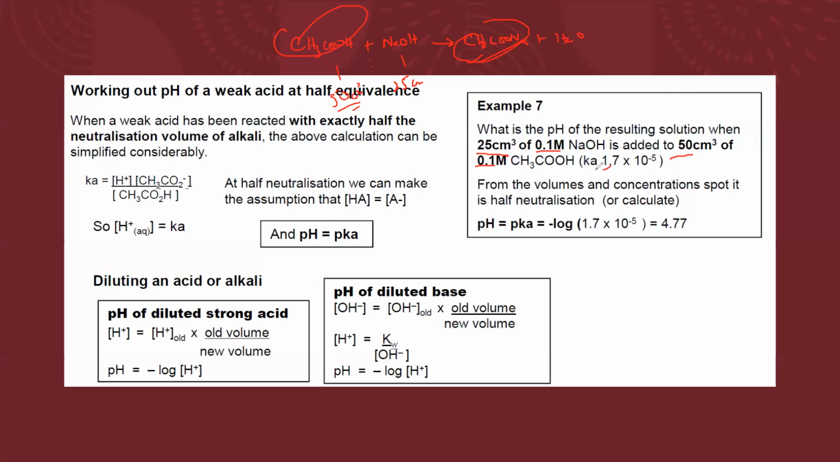So Ka was given, we can take minus log of Ka to get the pKa. And whatever the value of pKa is, that is the same as the pH. So without doing much calculation, we can work out the pH of the solution. Is it clear? This is the concept of half equivalence point, which is used to work out the pH of weak acids. Any doubt till now?